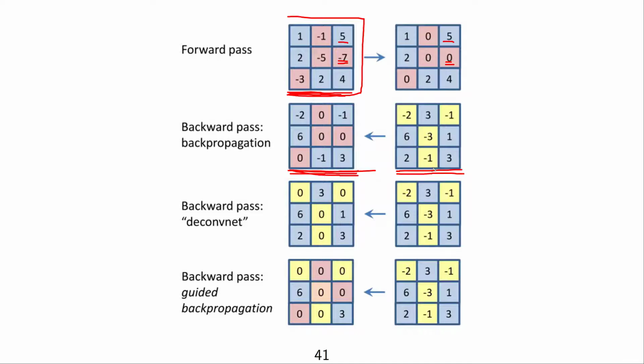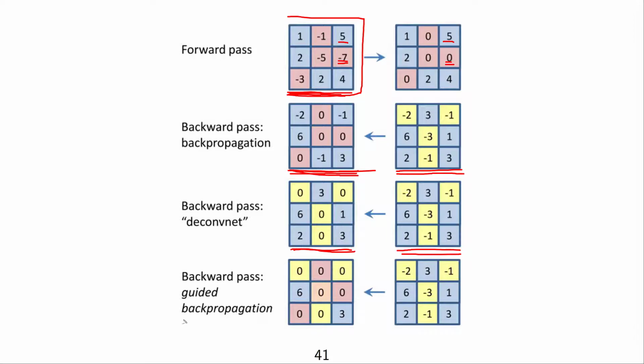So there are these two ideas to modify this backpropagation step. One is to really kill all the negative gradient values. So what we say is we take this input, and what we're going to do is we are just passing through all the gradients where the gradient is positive.